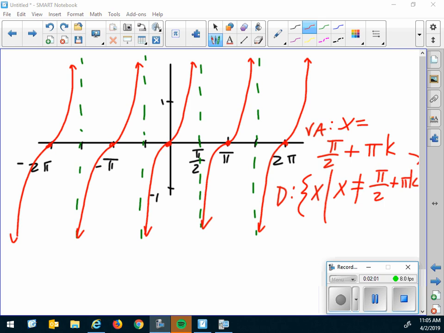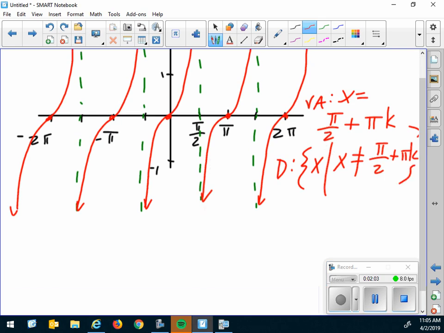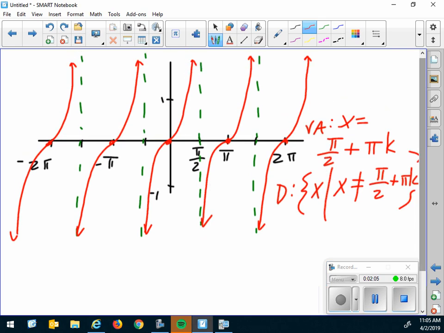Now, you do need to write where k is an integer. But you just need to write it once. You don't have to write it on every step. Just one time is sufficient.